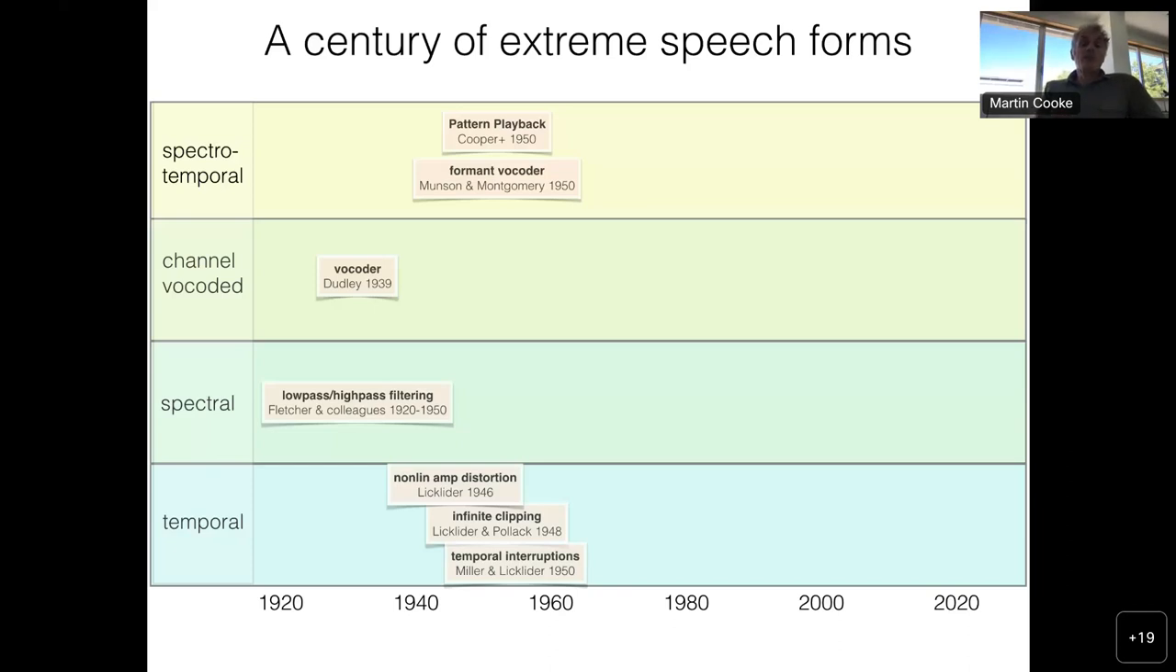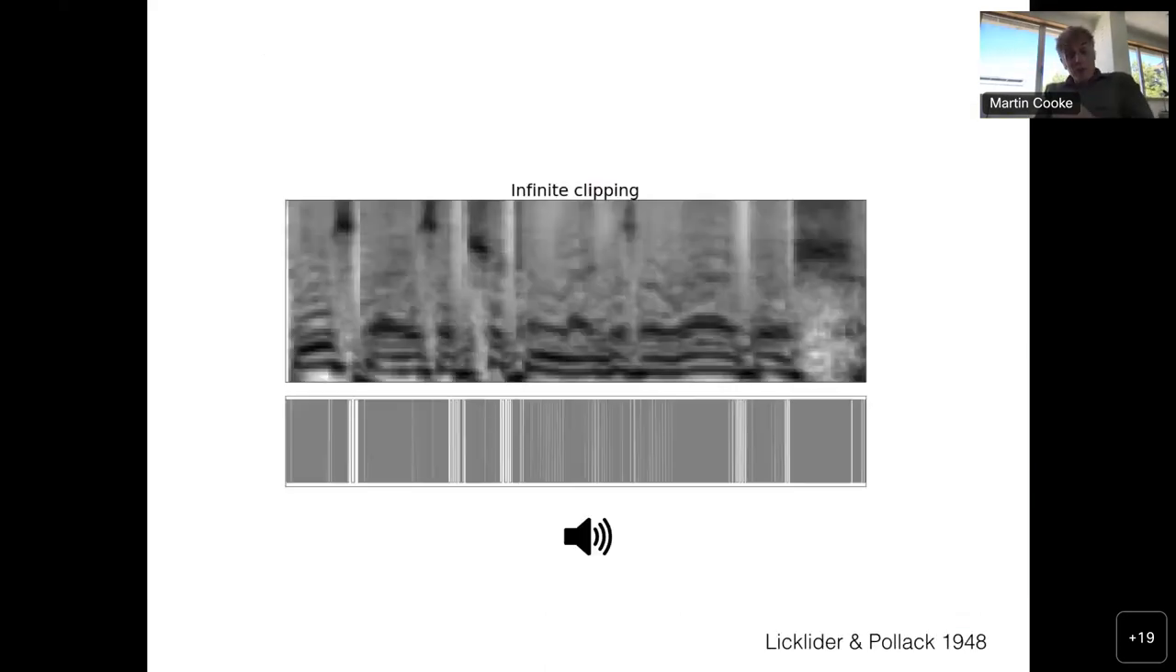And that's heavily distorted forms of speech. But actually, most of the forms of speech that we saw in the early days were in the temporal dimension because it was relatively easy to generate them. Remember, these are really largely pre-computer days, pre-software days. So here's a couple of examples then. This is an example of infinite clip speech, which is where every speech sample is forced to either one or zero. And it sounds like this.